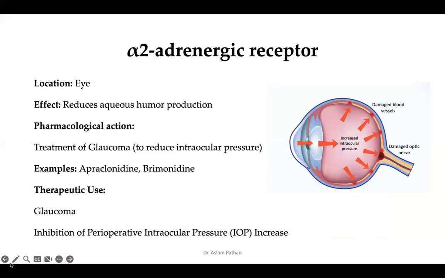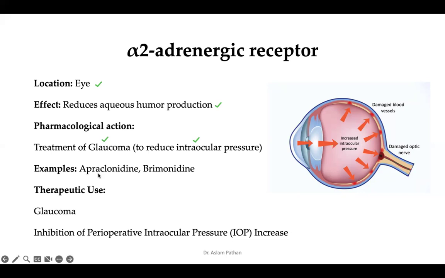Next, alpha-2. Alpha-2 adrenergic receptor is located in the eye. The effect of activation is a decrease in aqueous humor production. If aqueous humor production is decreased, it helps to reduce the intraocular pressure, and this mechanism is useful in the management of glaucoma. In glaucoma, intraocular pressure increases.